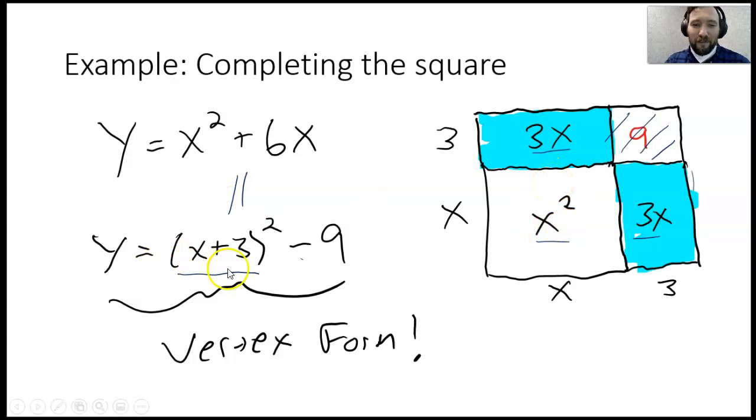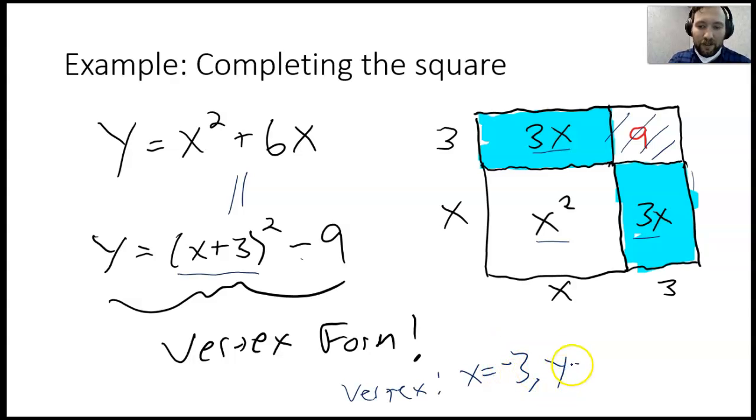And what did that do for me? Well, guess what? This thing down here is the vertex form, right? I can read off the vertex now. It's at x equals -3, y equals -9. So if I graphed this quadratic function and looked at the parabola, I would know where its vertex is. It's at -3, -9.